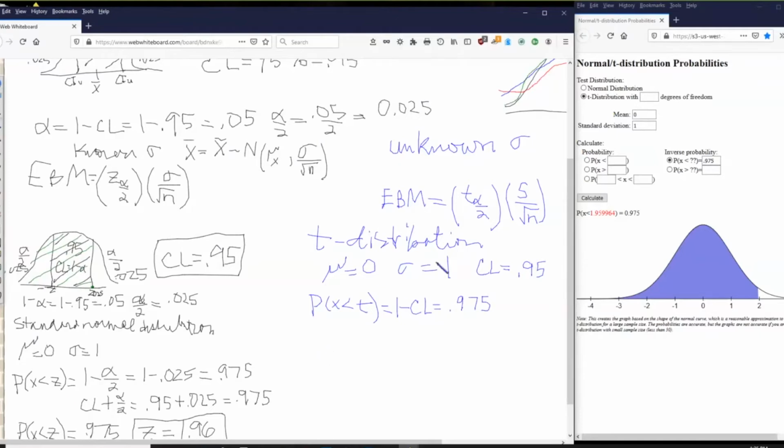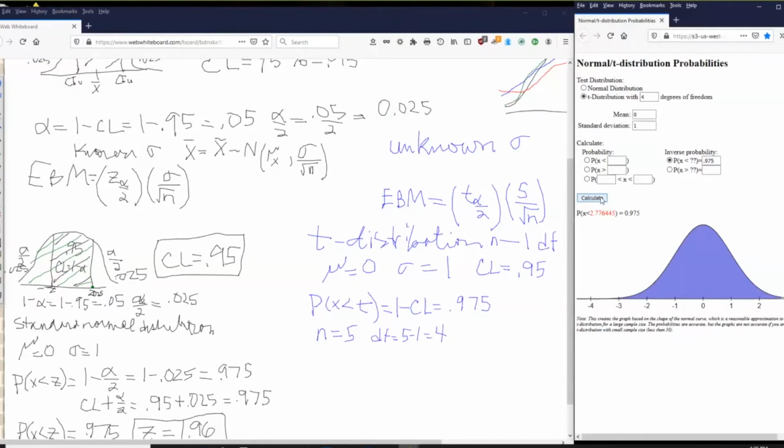Now, because we're doing the t-distribution, we need to know what the degrees of freedom are. And the degrees of freedom are dependent on the sample size. So the degrees of freedom is going to be n minus 1. So let's say my sample size is 5, then my degrees of freedom would be 5 minus 1, which equals 4. So I'm going to put a 4 in this box up here. Everything else stays the same. Calculate it.